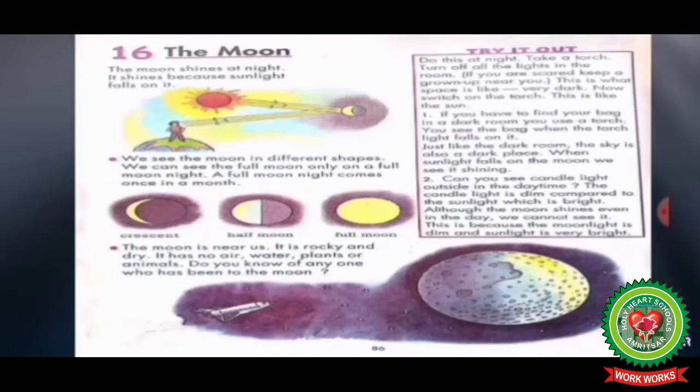Now dear students, open your science book at page number 86, lesson 16, the moon. The moon shines at night. It shines because sunlight falls on it. Dear students, underline word night and write down its meaning, time from sunset to sunrise.